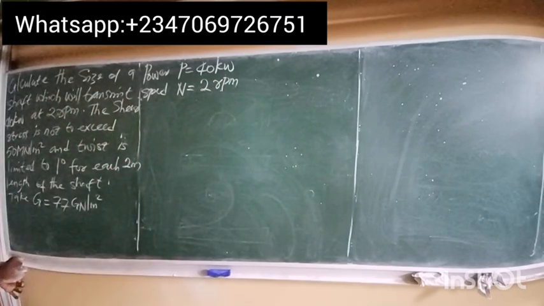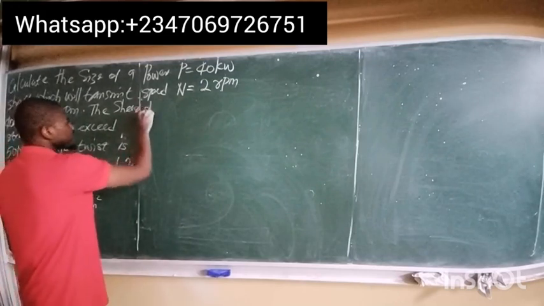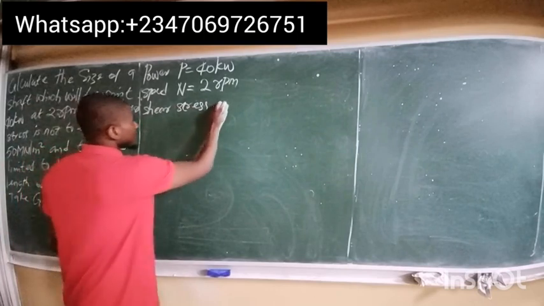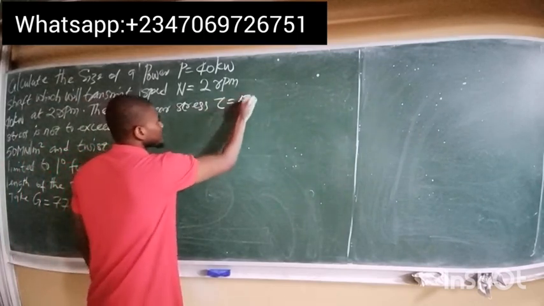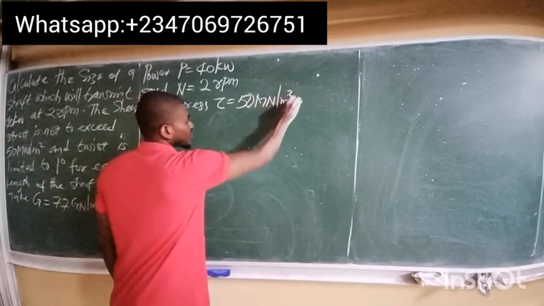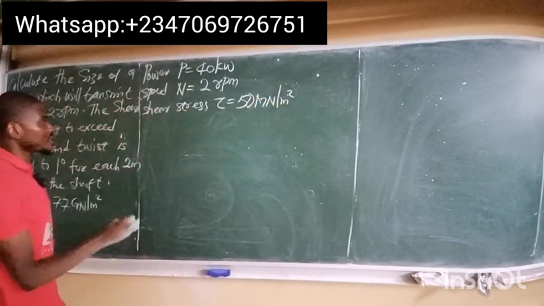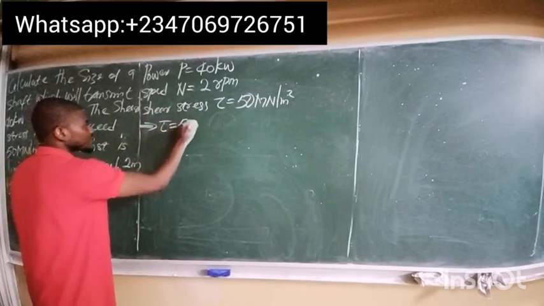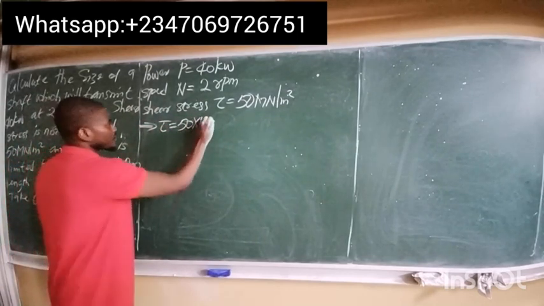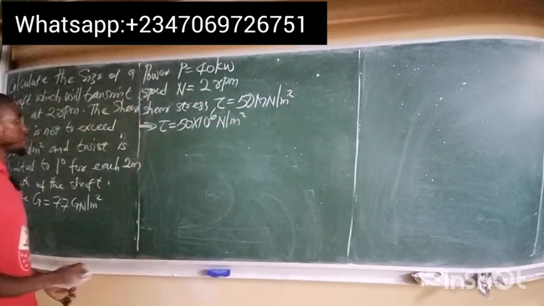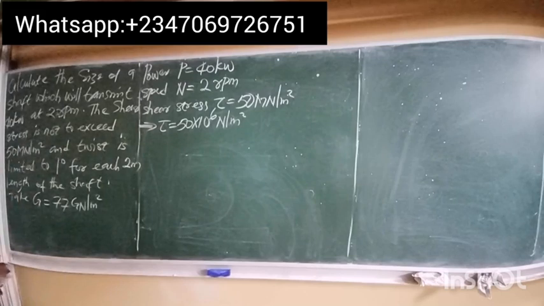They said the shear stress should not exceed 50 meganewtons per meter squared. So we have the shear stress, tau equals 50 meganewtons per meter squared, and of course we may wish to convert that. So this implies that the shear stress is actually 50 by 10 to the power of 6 newtons per meter squared. That becomes the shear stress for the shaft material.